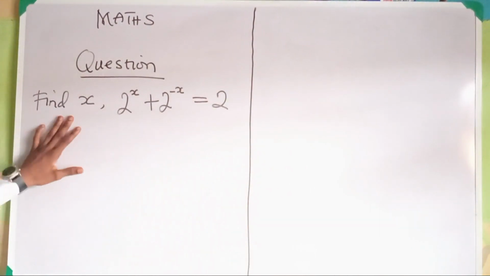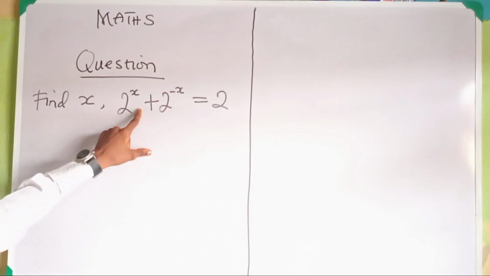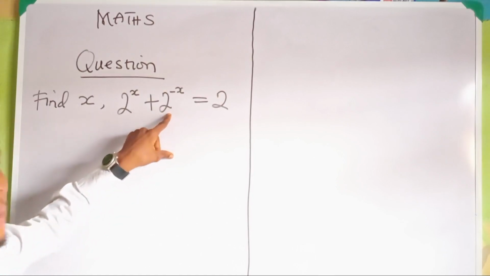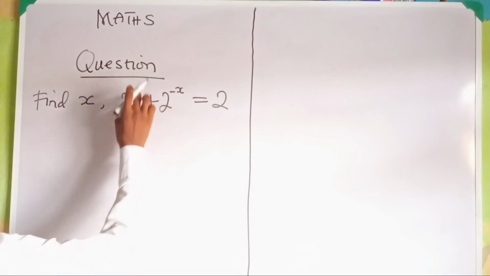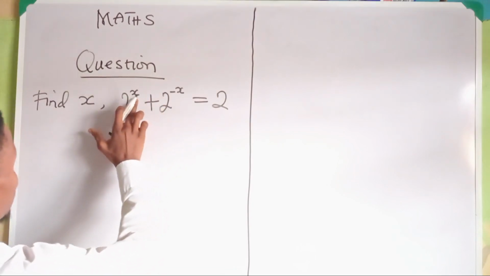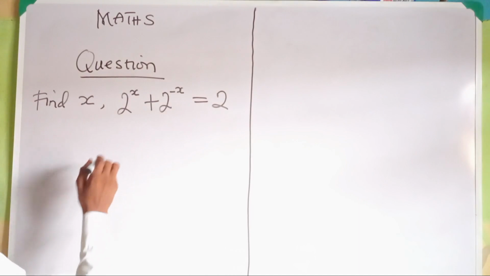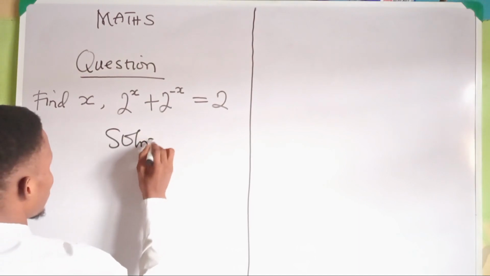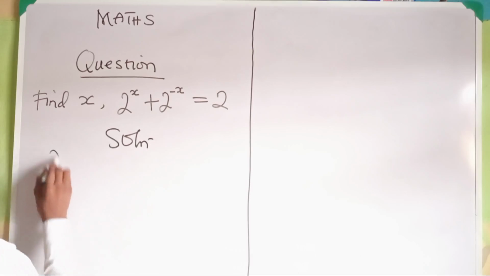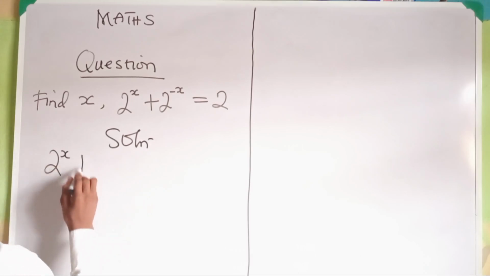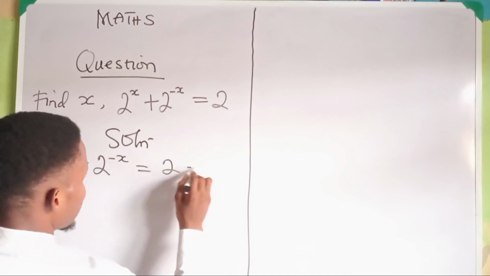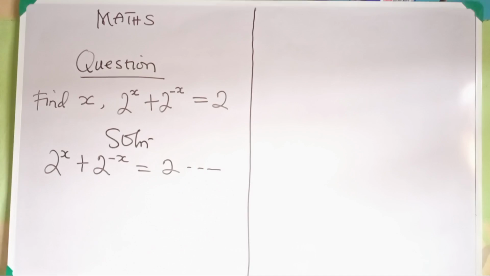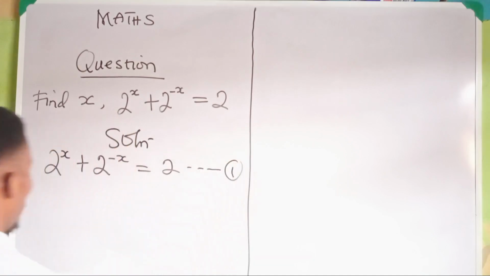We're looking at this today, which is 2^s + 2^(-s) = 2. So we're asked to find s from this. Here s is an unknown, which we don't know the value of. So we can say solution. We're given 2^s + 2^(-s) = 2. This is the primary equation. We can call it equation 1.